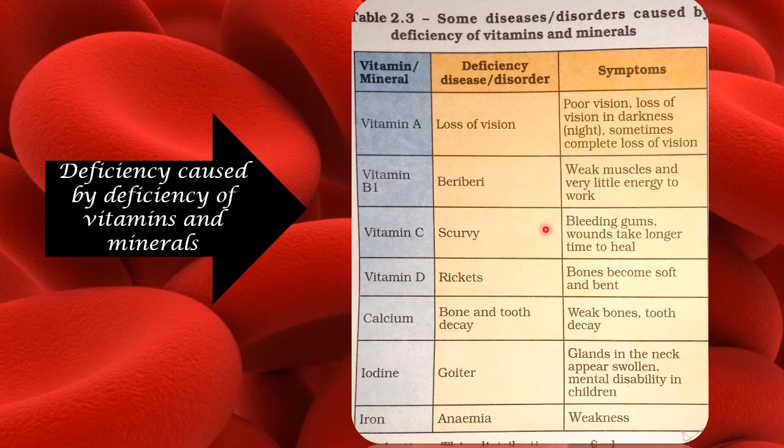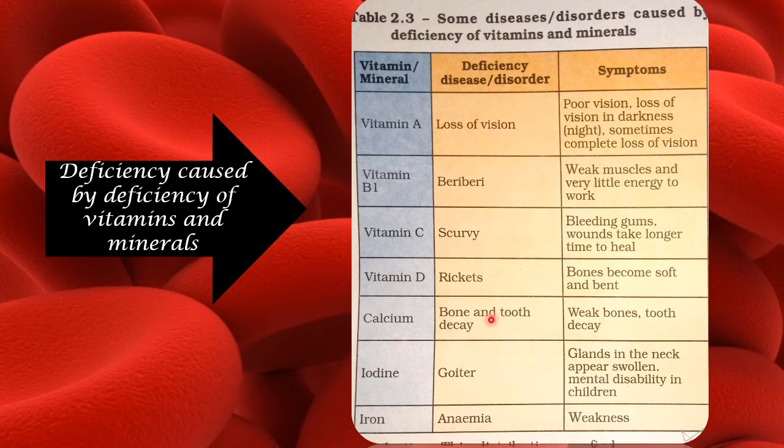Vitamin B1, the condition is called beriberi, weak muscles and very little energy to work. Vitamin C, scurvy, bleeding gums, wounds take longer time to heal. Bleeding gums means the gums are the place where the teeth are attached, the pink region in your mouth just above the teeth, so those places will bleed. You can look at all these things in toothpaste advertisements. Yes, bleeding gums.